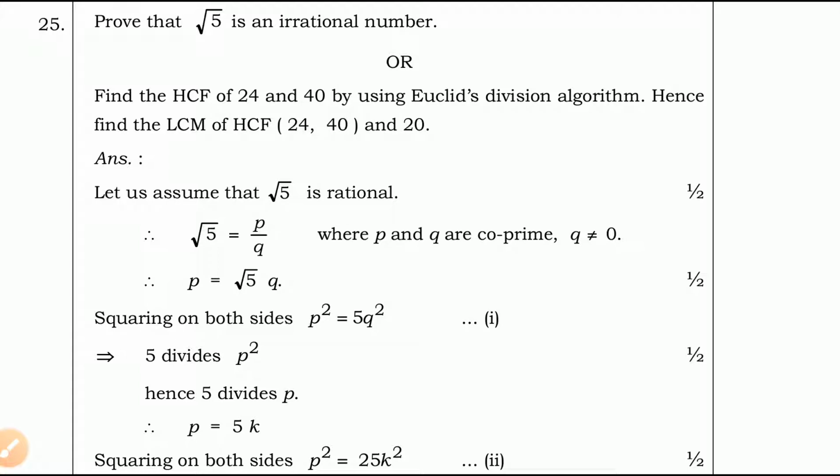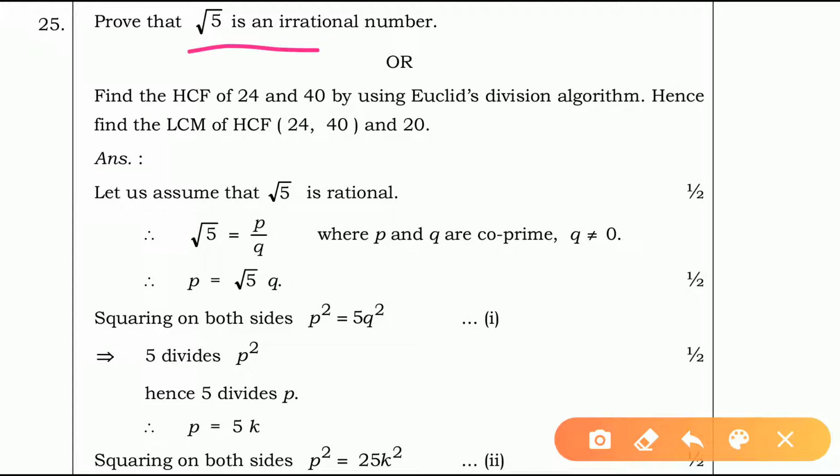Now we will discuss 3 mark questions. Question number 25. Prove that root 5 is an irrational number. Or choosing question: Find the HCF of 24 and 40 by using Euclid division algorithm. Hence, find the LCM of HCF of 24, 40 and 20.